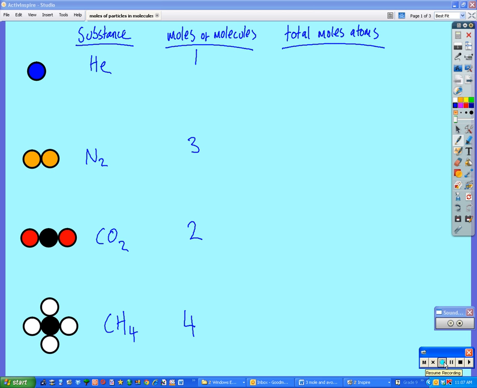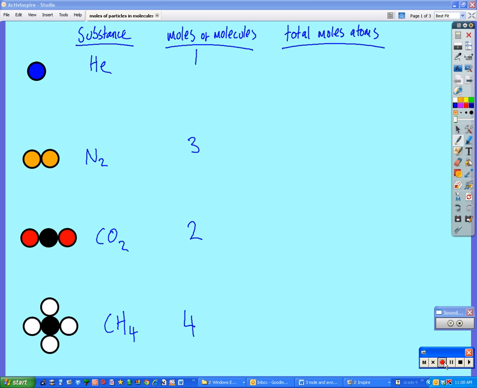Okay, here's a concept that students struggle with to do with moles, and that's trying to figure out how many moles of individual particles we've got in a substance. I've chosen 4 molecular substances here. That means that they exist as molecules. I've got helium, nitrogen, carbon dioxide and methane, and I've represented them as simple models with circles representing the different atoms.